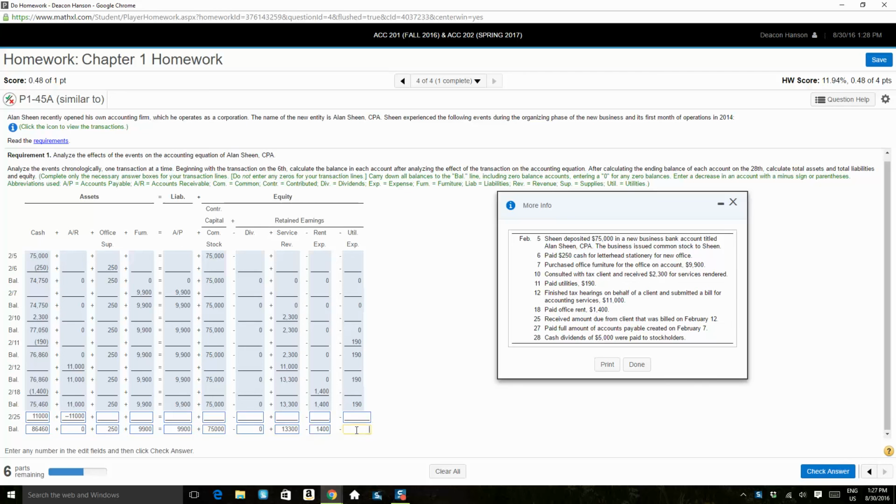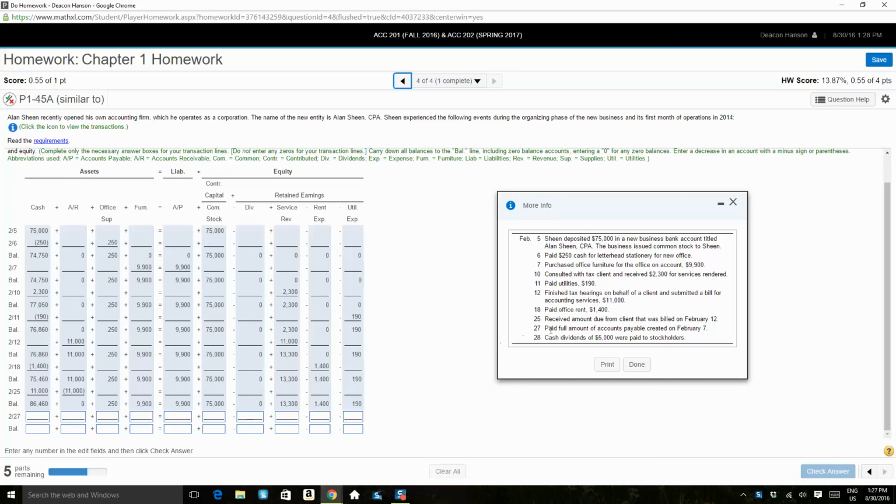Fantastic. Okay. On the 27th, we paid the full amount of accounts payable created on February 7th. Back on February 7th, we had 9,900 in accounts payable created. Now we're paying that off, so I'm going to have to subtract 9,900. That's a negative, I'm paying that out of my cash. At the same time, my accounts payable is decreasing by 9,900. I no longer owe that, so we're wiping this balance out, this amount due.